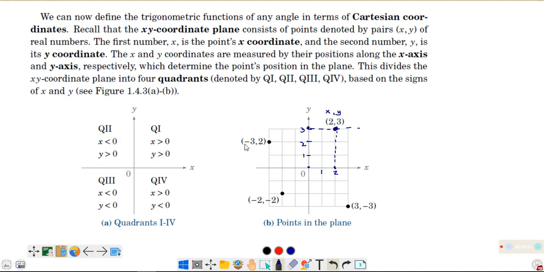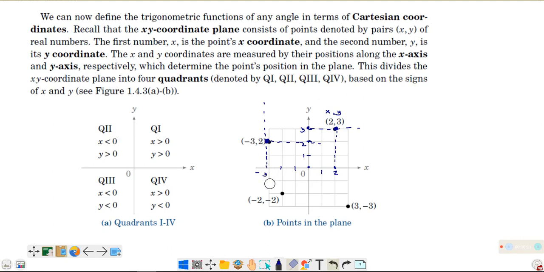Ganon din pagdating dito sa negative 3, 2. So, that is at 1, 2, 3. Negative 3 sa x. Drawing tayo ng line parallel to the y-axis. Tapos 2 daw sa y. So, ito yung 2 sa y. Drawing tayo ng line parallel to 2. Ayan. So, ito yung point of intersection nila. Therefore, this is coordinate negative 3, 2.